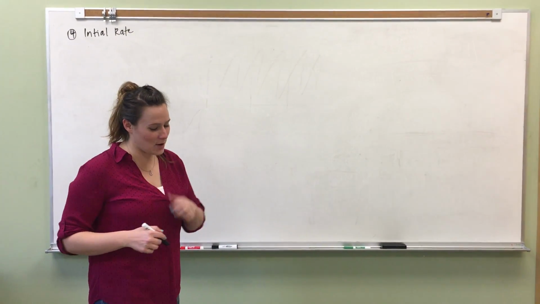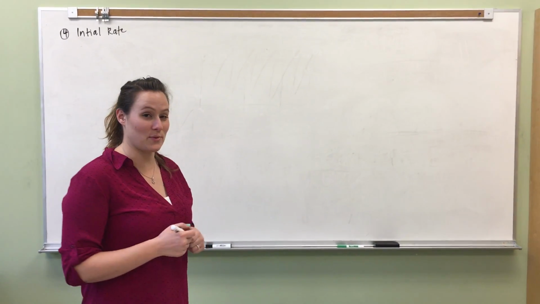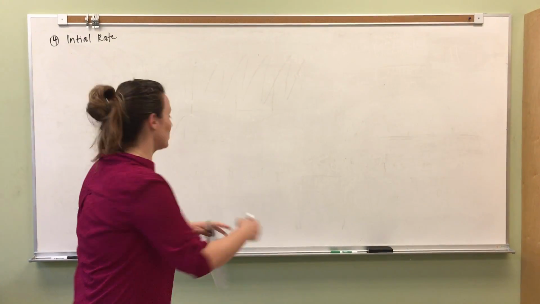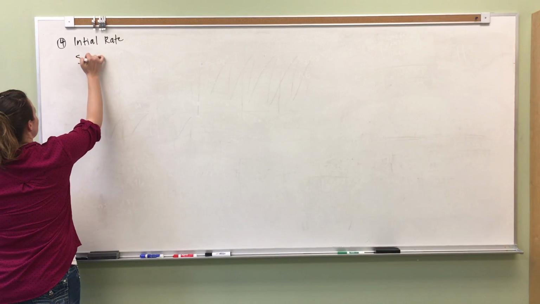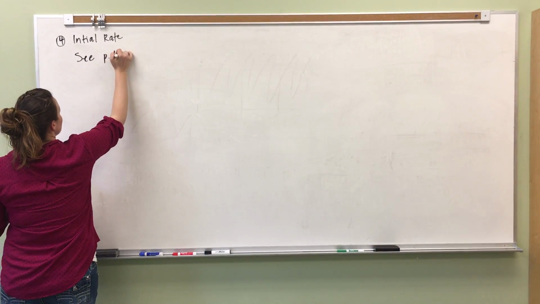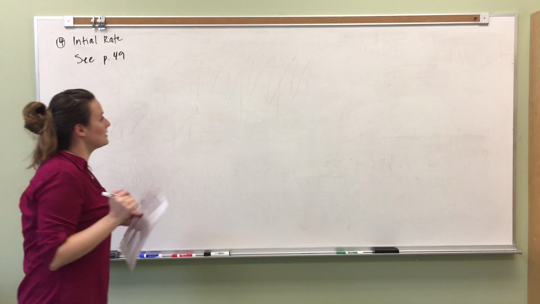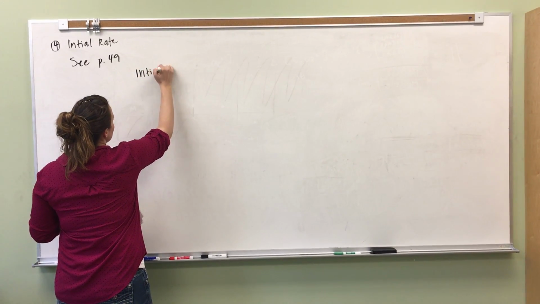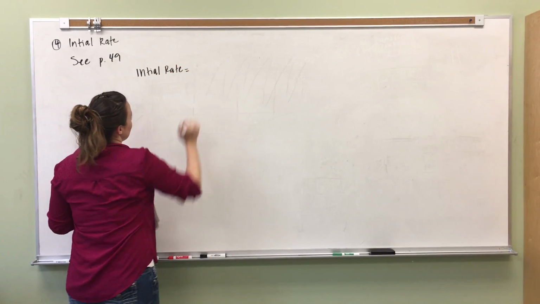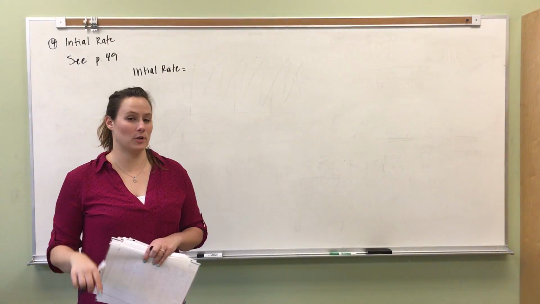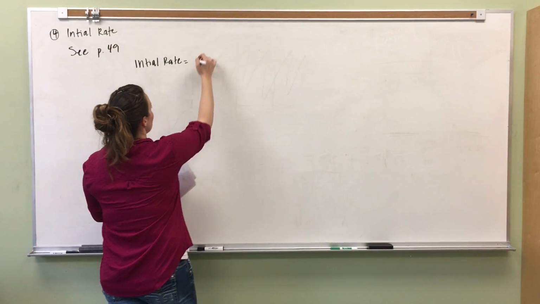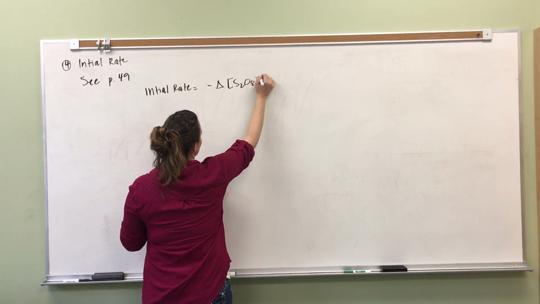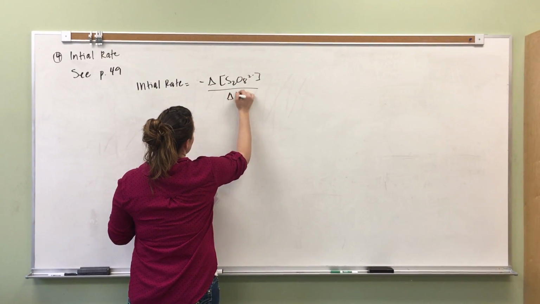Okay, so now we are going to find the initial rate of our reaction. So we're going to look at page 49, and we can determine our initial rate. Our initial rate is the disappearance of the peroxydisulfate, so the negative change of our peroxydisulfate over the change in time.